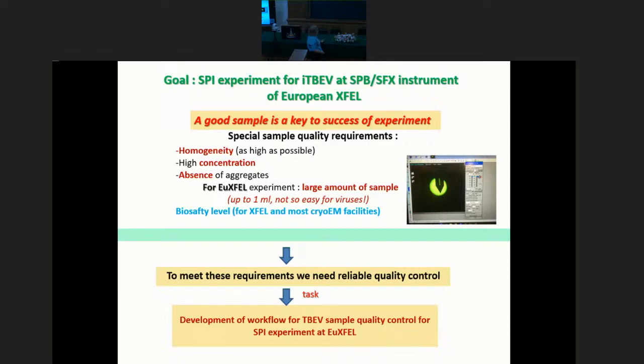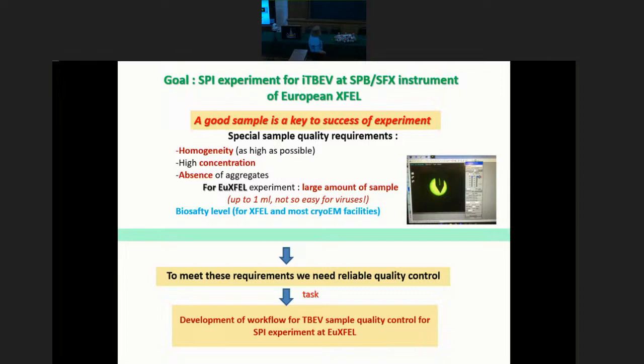But we know that a good sample is the key to success of every structural biology experiment. There are special sample requirements you need to meet if you want good data, both for cryo-EM and single particle imaging: homogeneity as high as possible, high concentration, and absence of aggregates. It's more strict for single particle imaging than for SPA. Especially for the European XFEL experiment, you need quite a large amount of sample, up to 1 milliliter. And for viruses, it is not very easy to produce such a large amount.